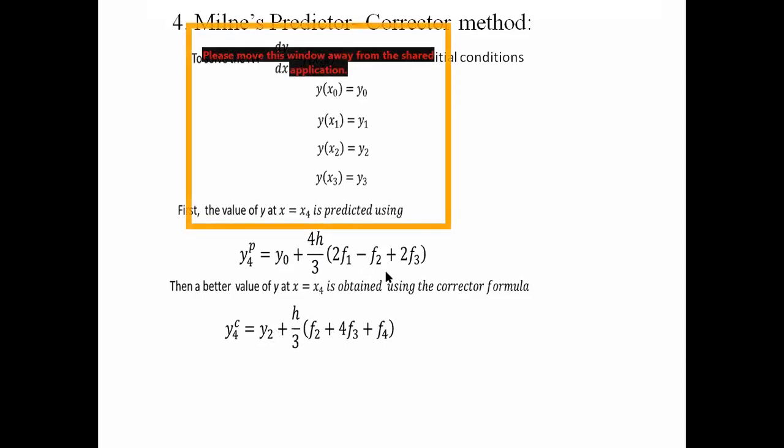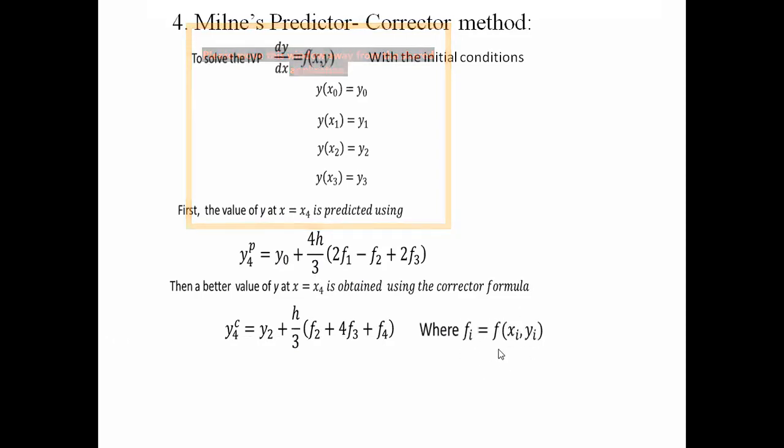Where, what are these f1, f2, f3? These are nothing but fi, given by the value of the function at x is equal to xi, y is equal to yi. That means f1 means the value of f at x is equal to x1, comma, y is equal to y1. Substitute the values. So this is used to predict the solution, and then to correct it.